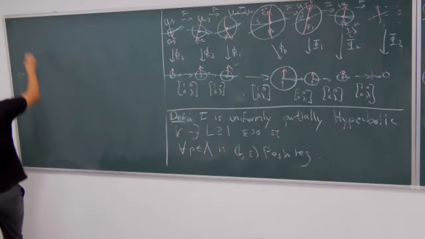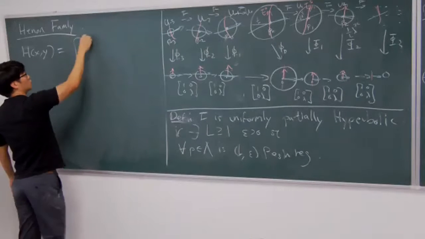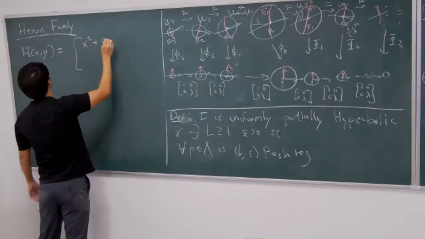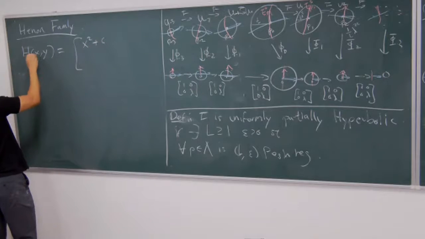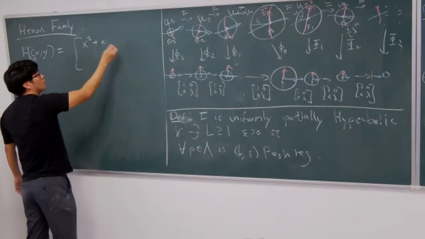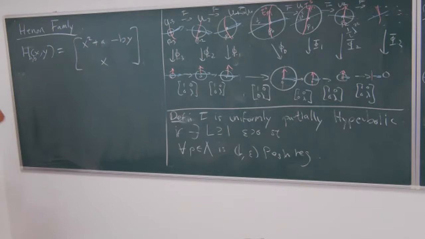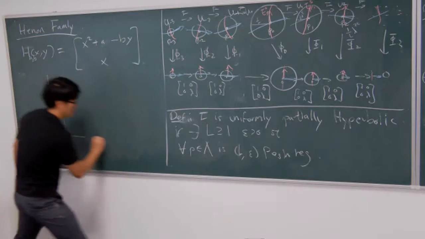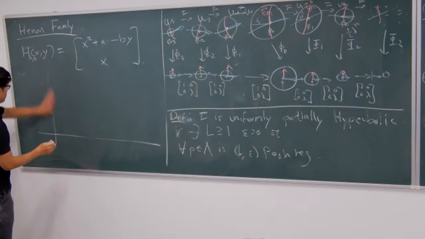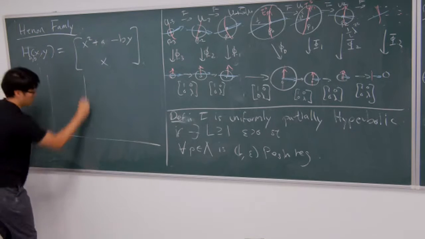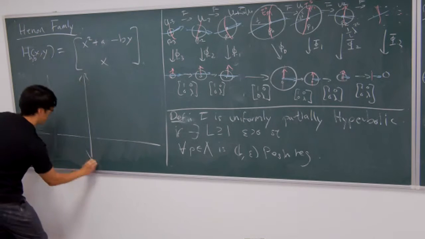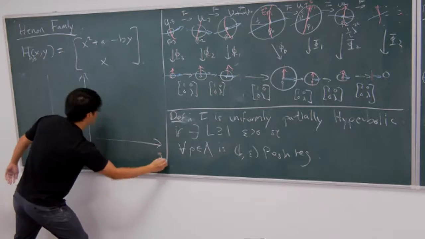So you have the map (x, y) which maps to (x squared plus c, or let's write a and b to emphasize that this is real) a minus b y. So this is the Hénon family. And okay, this is the parameter space, a, b.